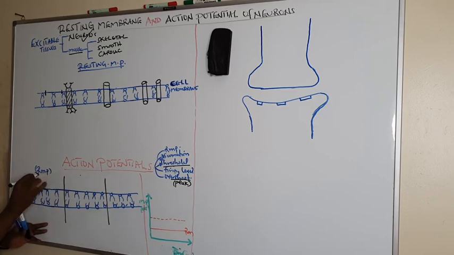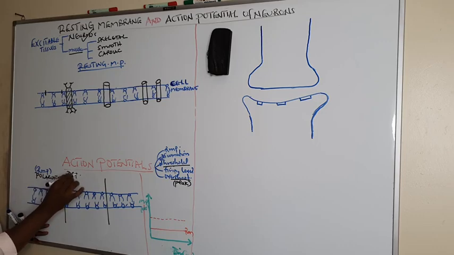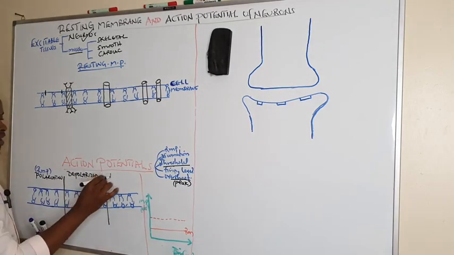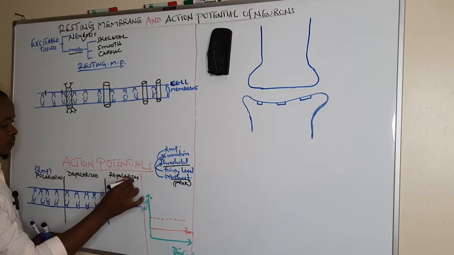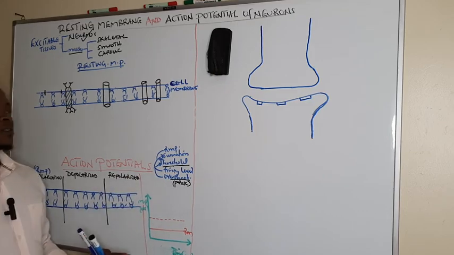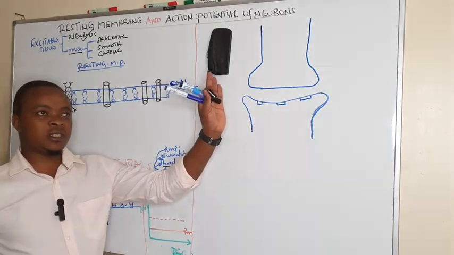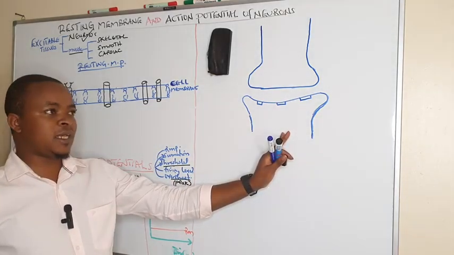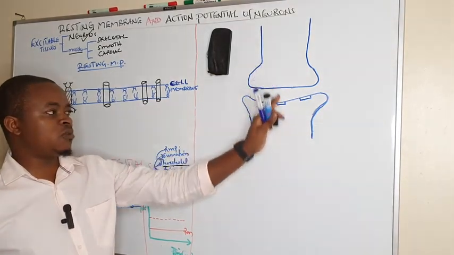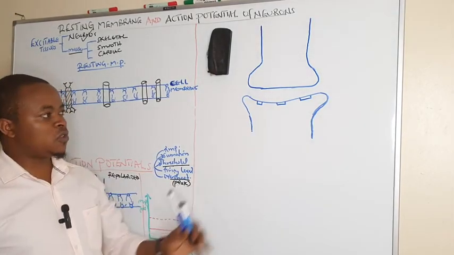So this is polarization, which we shall look at. We're going to talk about depolarization, how cells become depolarized to fire an action potential, and then we shall see how they get repolarized. Then from there we shall see how the impulses are transmitted across the synapse so that neurons communicate with neurons for signals to be transduced.